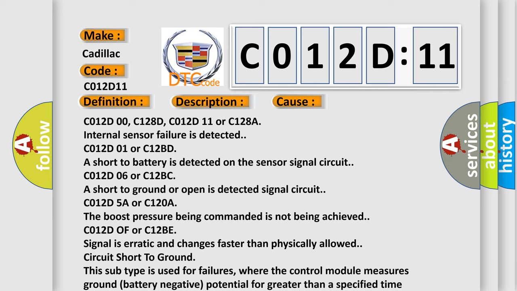This diagnostic error occurs most often in these cases: C012D00, C128D, C012D11 or C128A, internal sensor failure is detected. C012D01 or C12BD, a short to battery is detected on the sensor signal circuit. C012D06 or C12BC, a short to ground or open is detected on the signal circuit. C012D5A or C120A, the boost pressure being commanded is not being achieved. C012D11 or C12BE, signal is erratic and changes faster than physically allowed. Circuit short to ground: this subtype is used for failures where the control module measures ground, battery negative potential, for greater than a specified time period or when some other value is expected.